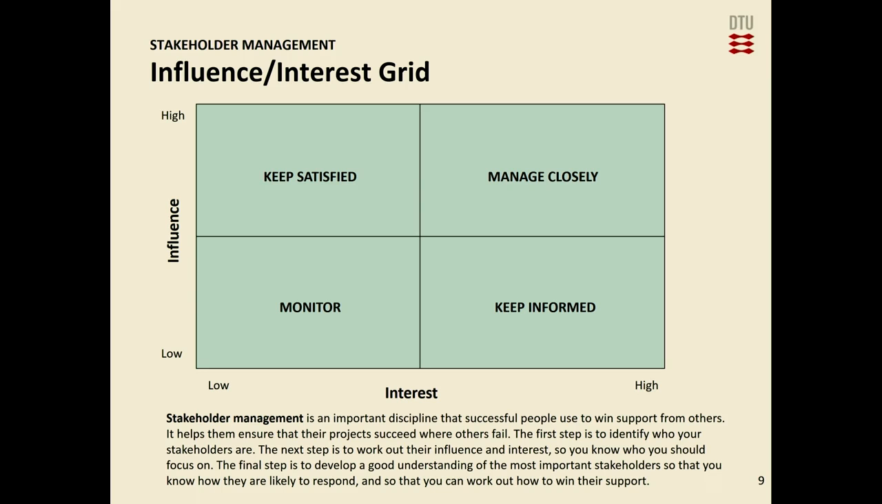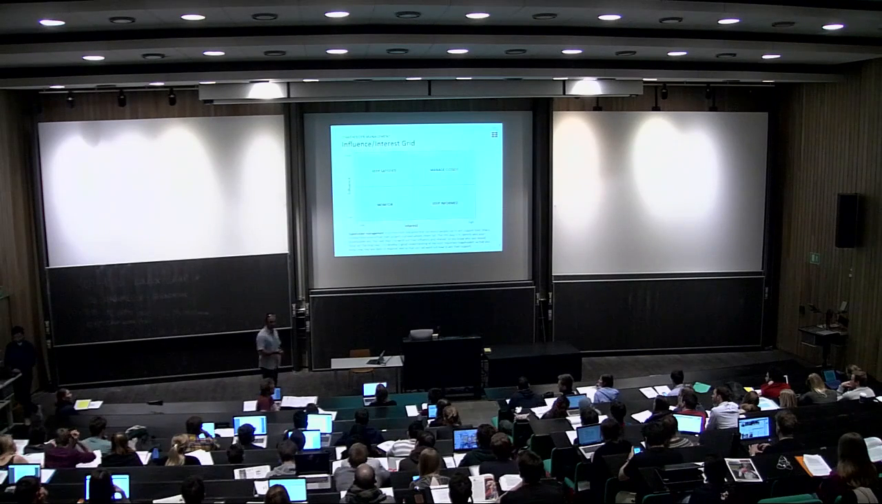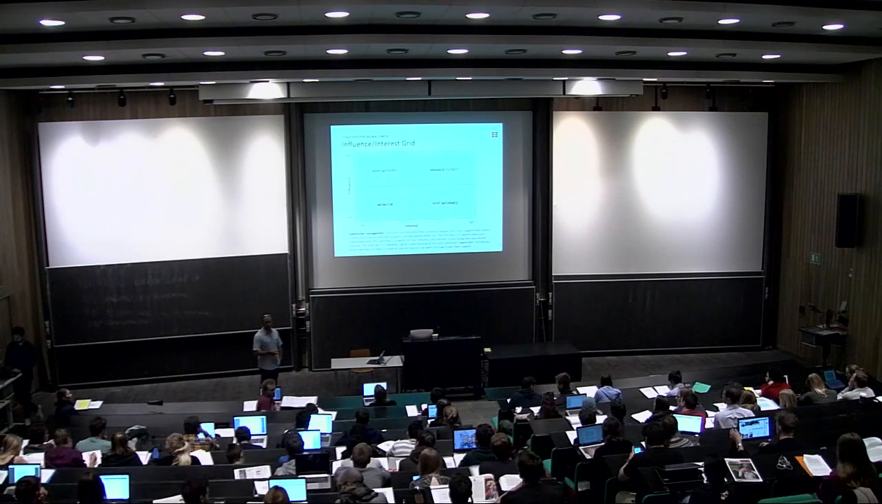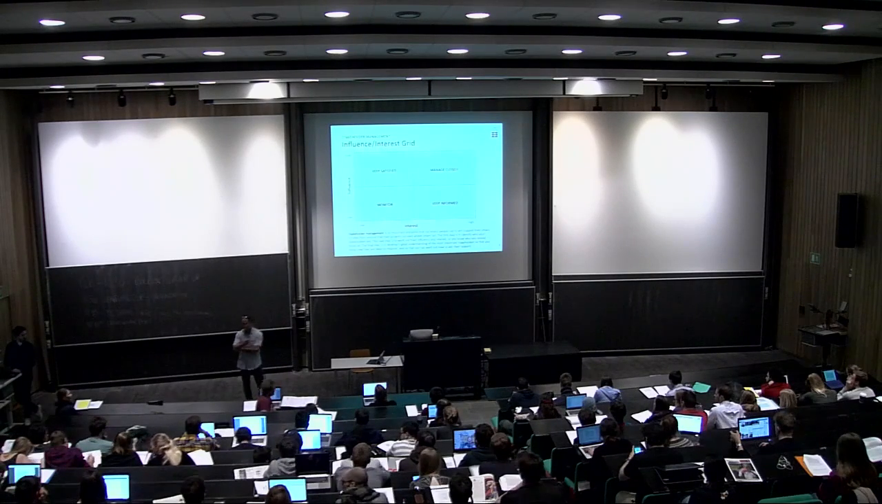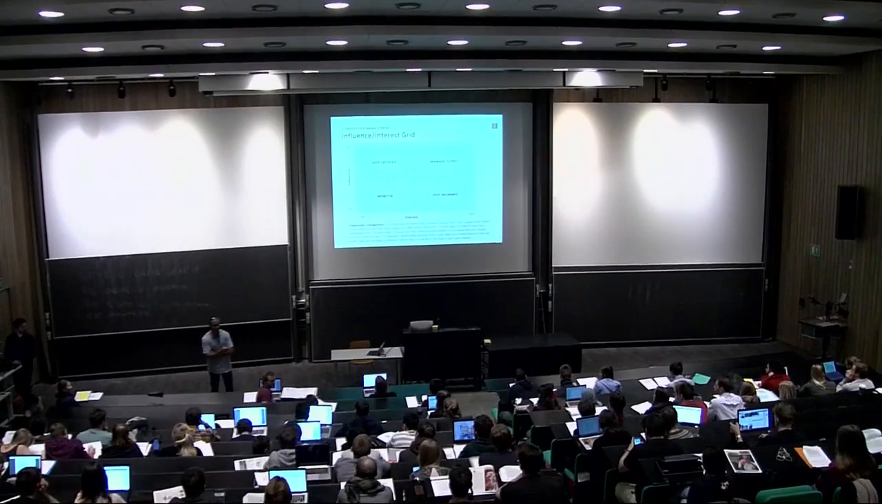A very easy example for keeping informed is actually us students. We don't really have any influence over the course, but we are very interested in knowing where the lectures are and stuff. So I guess that's a good example.